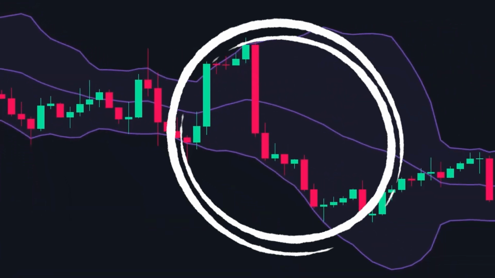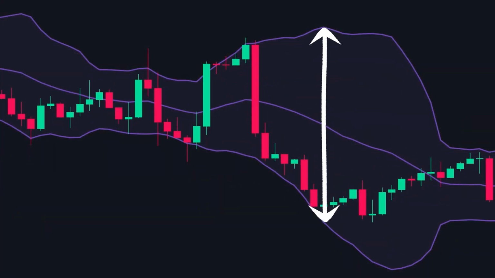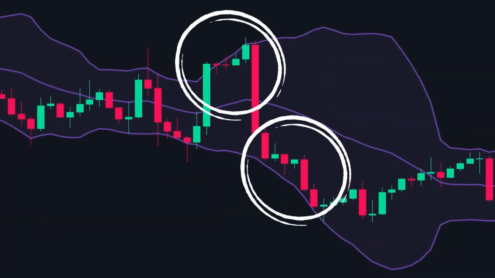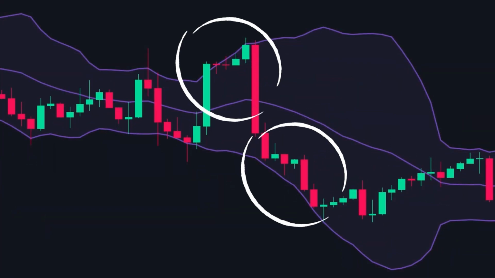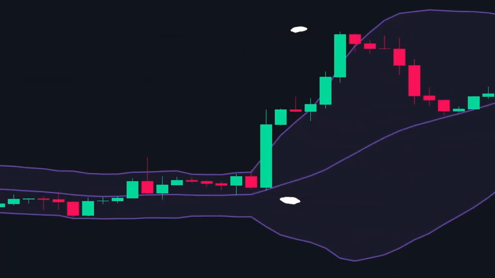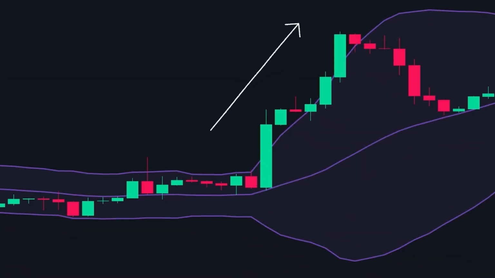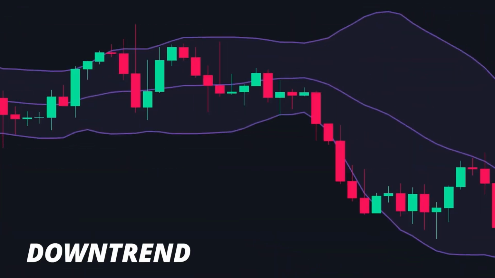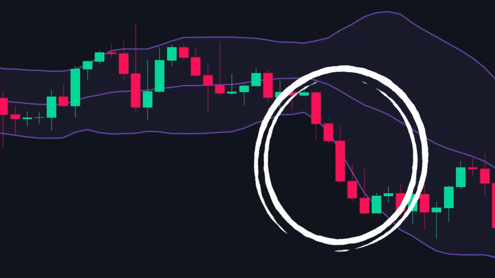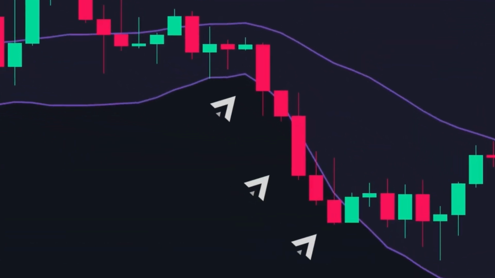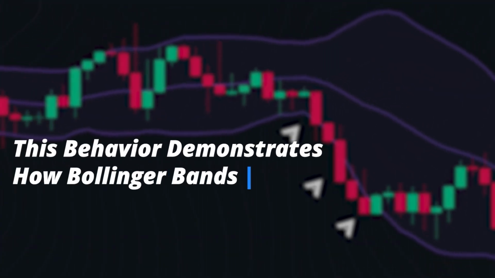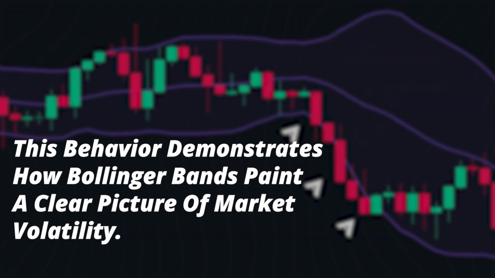In high volatility scenarios, the bands widen and expand, and the price frequently remains near the upper or lower band. In an up move, the price will continue near the upper band, indicating the market's strong momentum. The price may close a few candles above the upper band before reversing. Similarly, in a downtrend, the price may stay around the lower band, with multiple candles closing below it without reversal. This behavior demonstrates how Bollinger Bands paint a clear picture of market volatility.